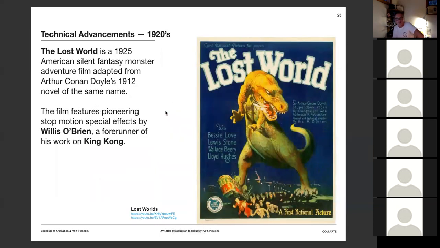Okay, another technical advancement. The Lost World. This is an interesting movie. 1925. Again, it's silent. Sound hasn't really happened yet. It's a little bit before Steamboat Willie. The Lost World is a 1925 silent monster adventure film, adapted from Arthur Conan Doyle's novel of the same name. Interestingly enough, it features the pioneering stop motion and special effects work of a guy called Willis O'Brien. Willis O'Brien also worked on King Kong a few years later, but it was the first time stop motion had been used effectively to create some fanciful world.